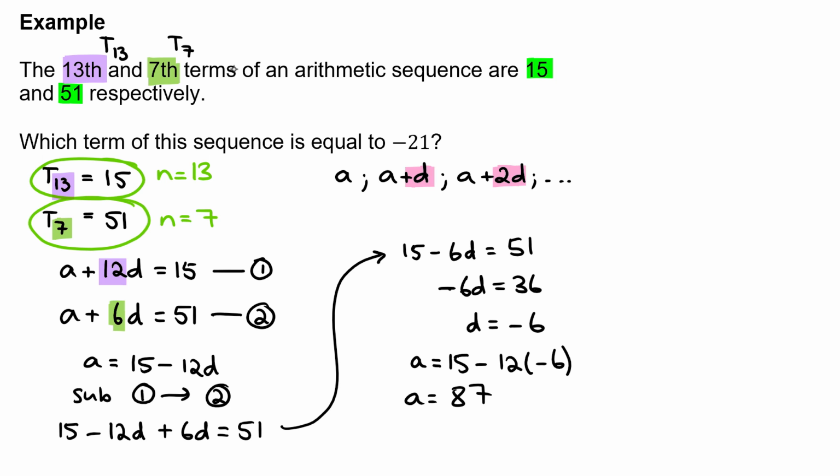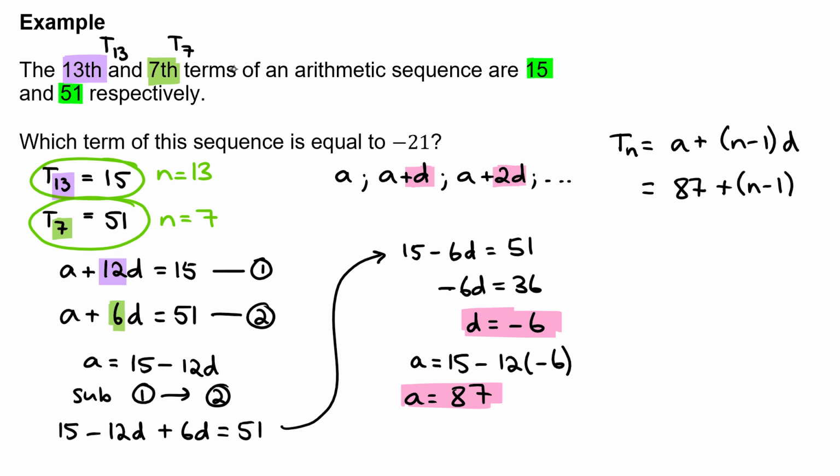From all this information gathered, the question then says, which term is equal to negative 21? So let's go put it all together. We've now got the A value. We've got the difference. So we can actually find our nth term. So we know that Tn is A plus n minus 1 times the difference. The A value is 87 plus n minus 1 times the difference of negative 6. Grouping up the like terms, we're going to get negative 6n plus 93, like so.